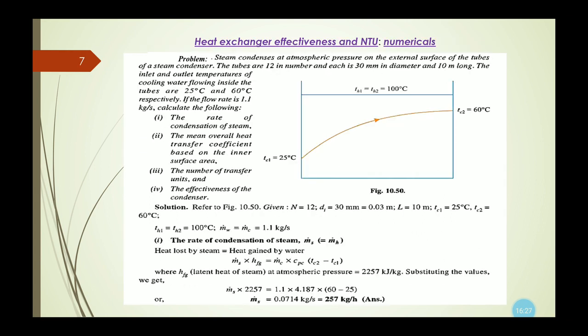Now let us discuss some numerical based on this concept of the effectiveness NTU methods. What the question says: steam condenses at atmospheric pressure on the external surface of the tubes of a steam condenser. The tubes are 12 in number and each is 30 mm in diameter and 10 meter long. The inlet and outlet temperatures of cooling water flowing inside the tubes are 25 degrees centigrade and 60 degrees centigrade respectively.